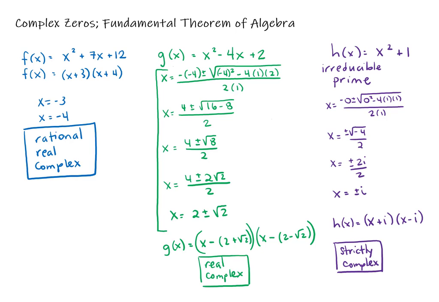Now my f of x has rational zeros, which are also real zeros, which are also complex zeros. In fact, all of the zeros on this page are complex zeros, but only the zeros for f of x and g of x are real as well as complex zeros. But the factors for h of x are the only ones that are complex without being real, and we call that strictly complex. In this section, even though we are talking about complex zeros, we are talking about all of the zeros, not just the strictly complex ones, but the rational and the real irrational and the strictly complex zeros. All of those are covered under complex zeros.